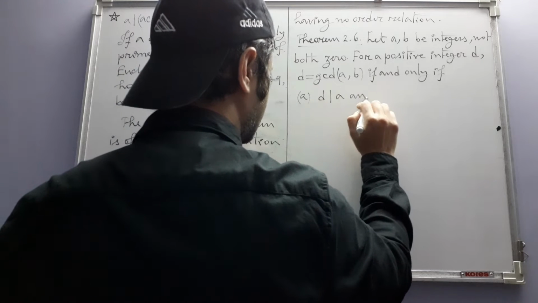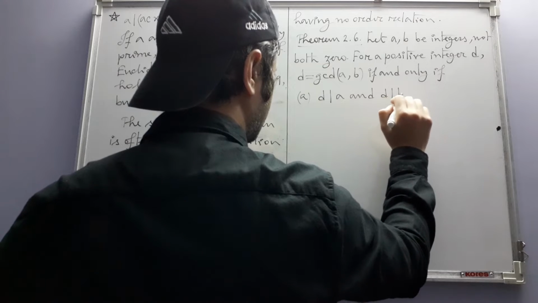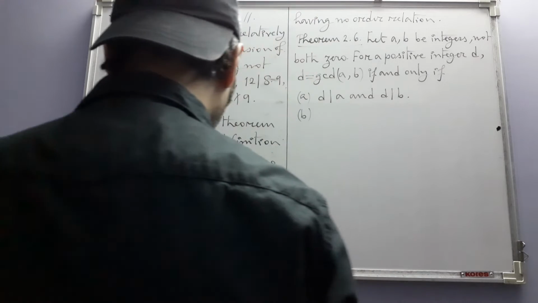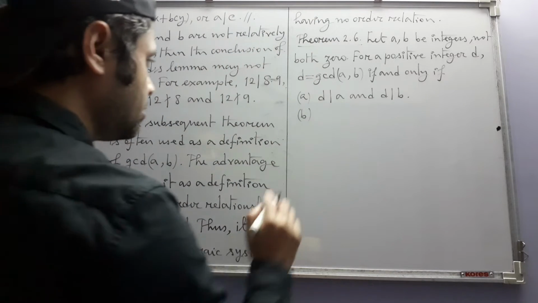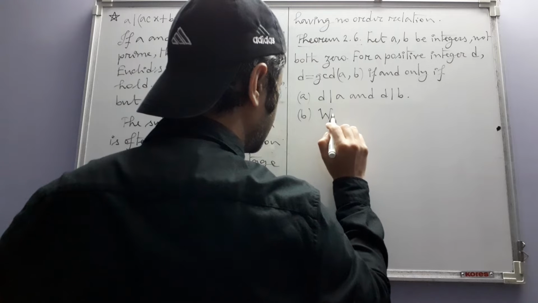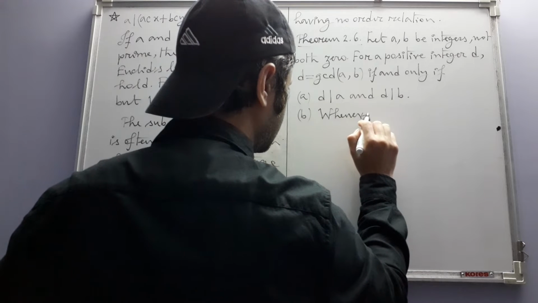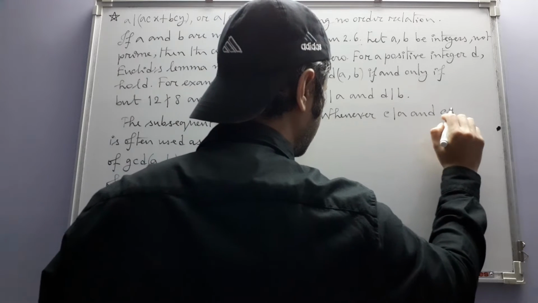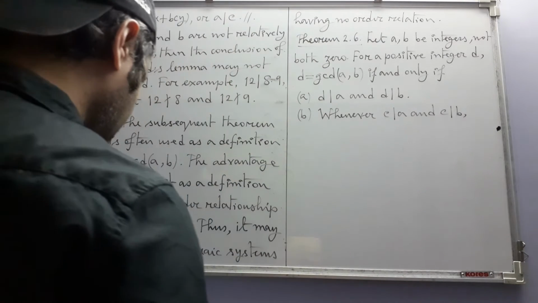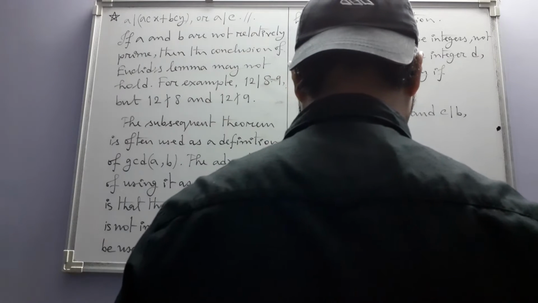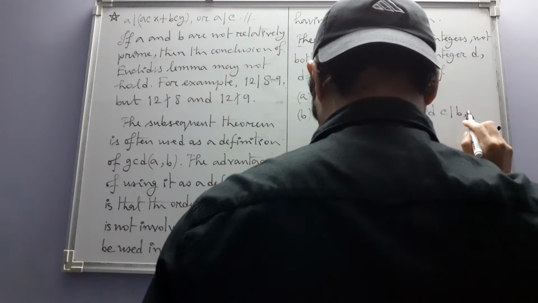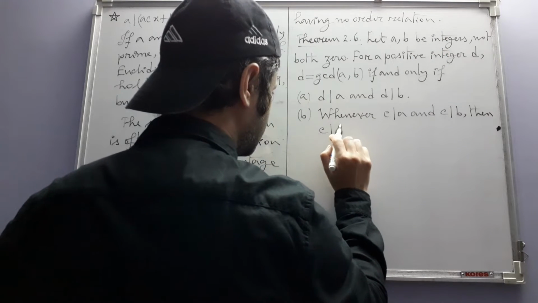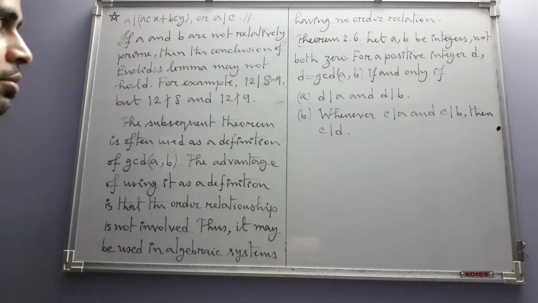a, d divides a and d divides b, and condition b, if c is an integer that divides both a and b, whenever c divides a and c divides b, then c divides d. Okay.